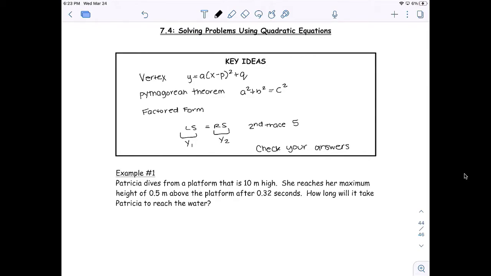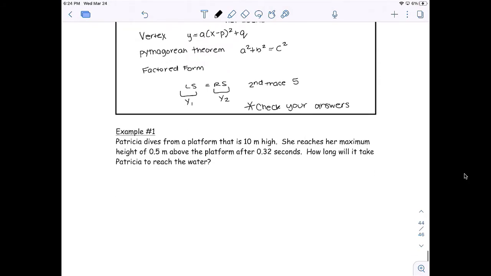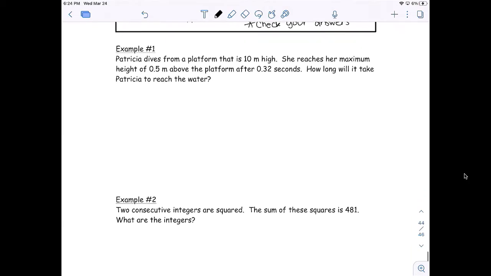Always make sure you check your answers because you want to use only the answers that are logical. Okay, so let's start with example number 1. Patricia dives from a platform that is 10 meters high. So we're going to draw this platform. So this is like a diving board. So what's going to happen is it's 10 meters off the water, and she's going to jump up 0.5 meters and then dive into the water here.